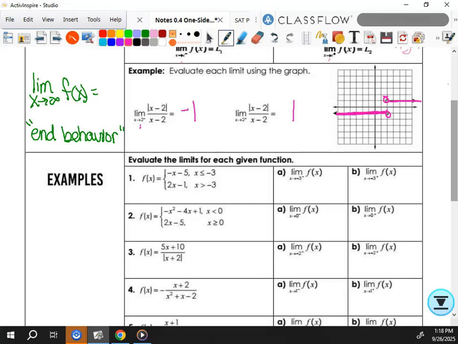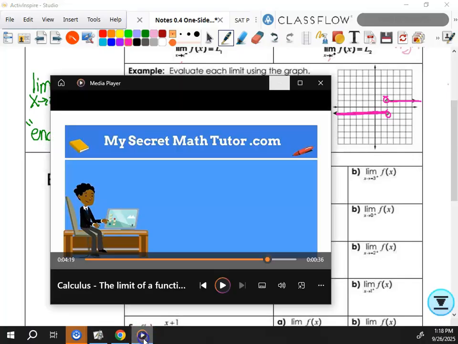Okay, so we're going to watch a little 4-minute video that does a very good job of explaining limits and how they work. Way better than me, yes.